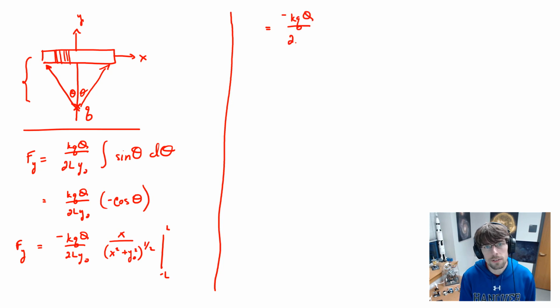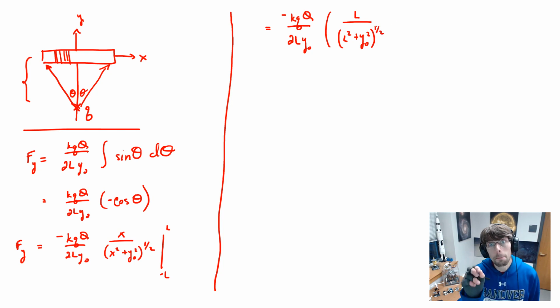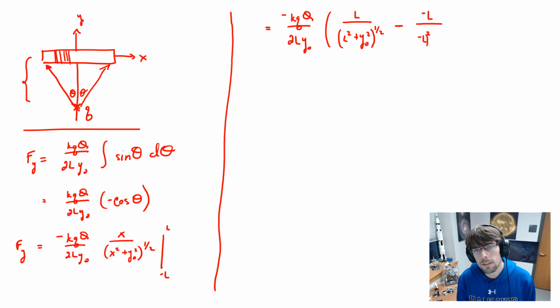We just have this constant out front floating along, and we'll evaluate at the upper limit, L over L squared plus y naught squared to the 1/2. And then we always minus the function at the lower limit. So we have a minus sign, and now we have to plug in negative L for every place that we see x. Let me put the parentheses in there.